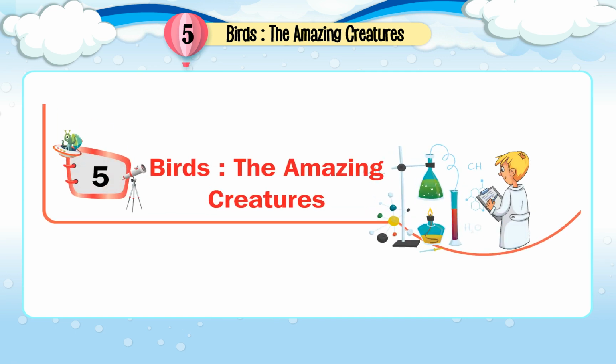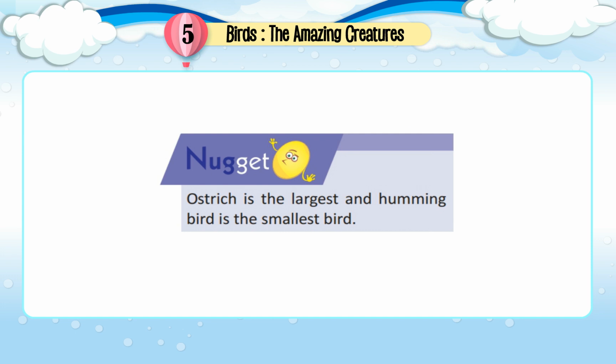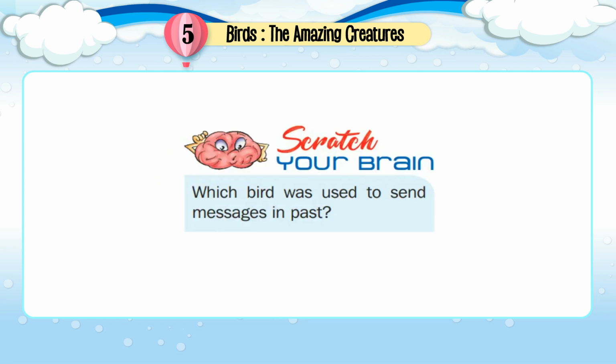Chapter 5: Birds, the Amazing Creatures. Nugget: Ostrich is the largest and hummingbird is the smallest bird. Scratch your brain: Which bird was used to send messages in the past?